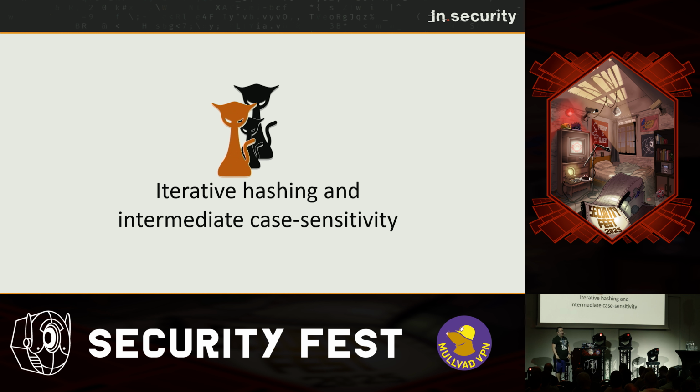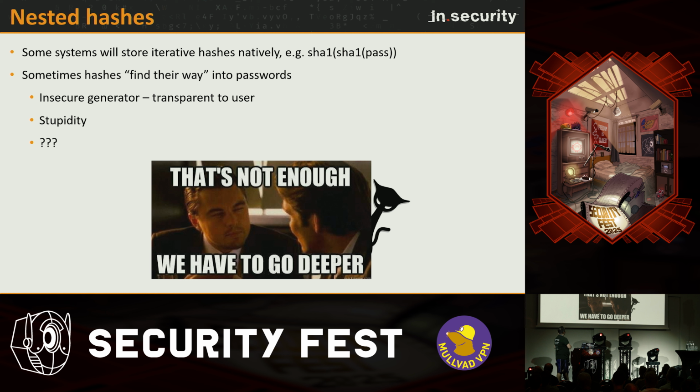Okay, let's jump into the rabbit hole further. Nested hashing. Now, I don't have answers for most of these data breaches coming up because it's anyone's guess. Sometimes systems will store iterative hashes natively, for example, SHA-1 of a SHA-1 of a password. Fine. But sometimes you'll find that hashes find their way into passwords, and you have no idea why. Sometimes it might be because of an insecure password generator that the user uses, and it's transparent to them. Sometimes it's just complete stupidity. And most of the time, I have no idea.